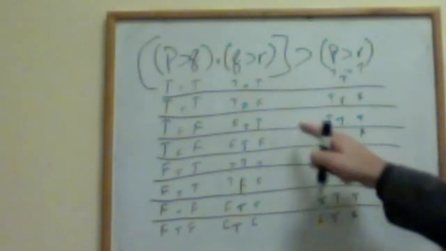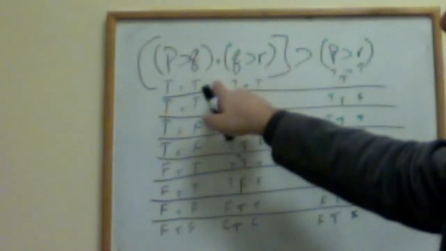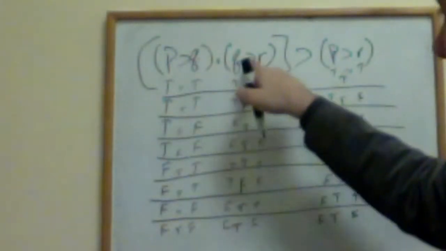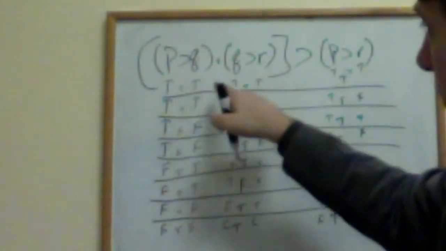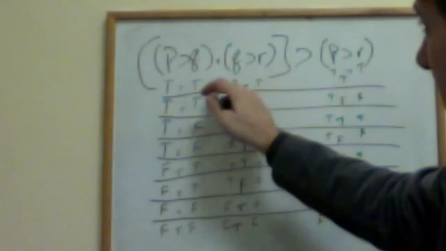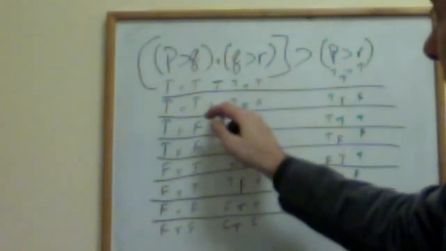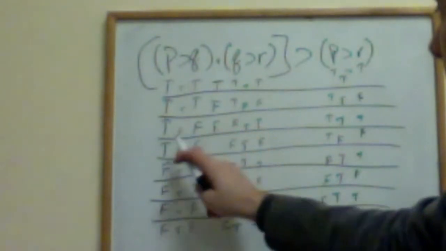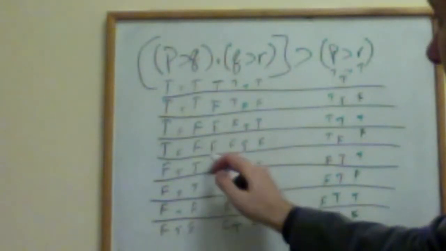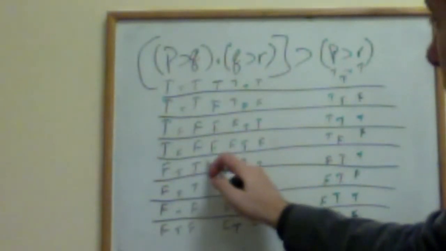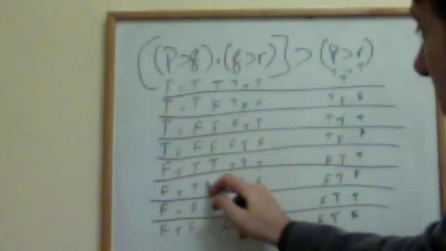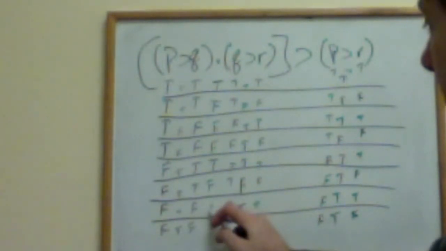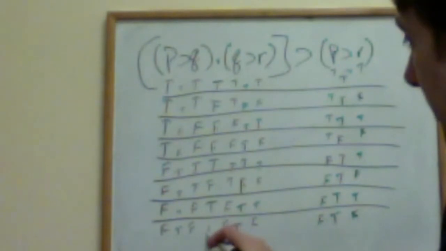Now we have that. Now we can compute the AND statement here using what we got from our two conditionals. So we have true and true with AND, that's true. True and false, that's false with AND. False and true, that's false with AND. False and true, that's false with AND. True and true, that's true with AND. True and false, that's false with AND. True and true is true. True and true is true.